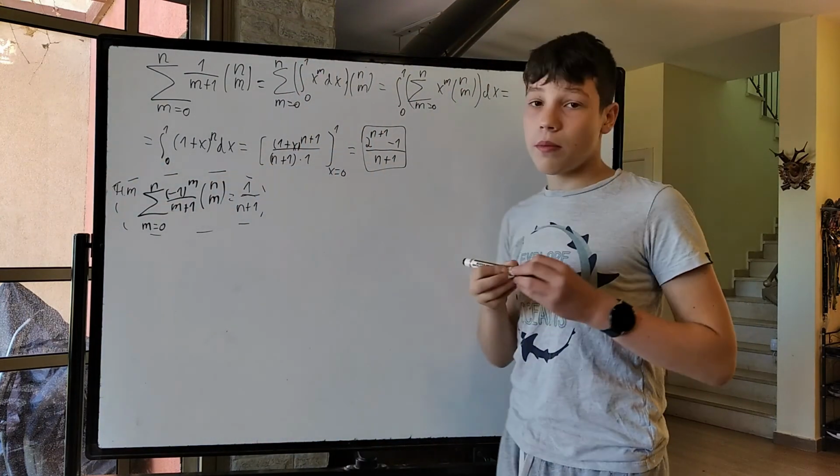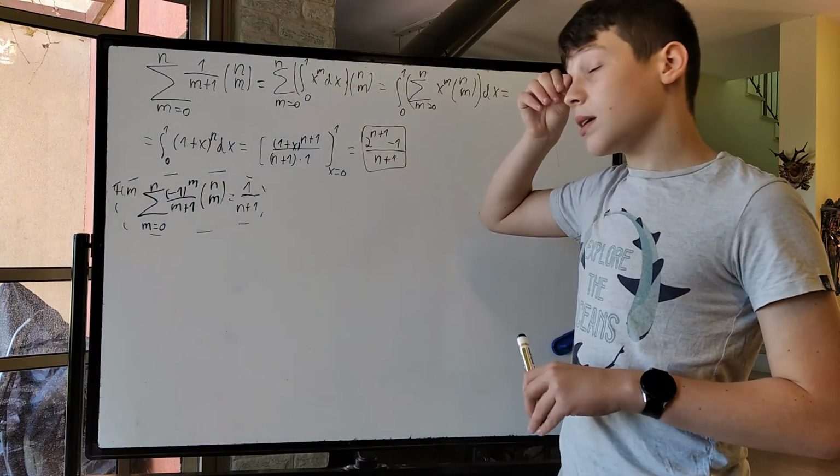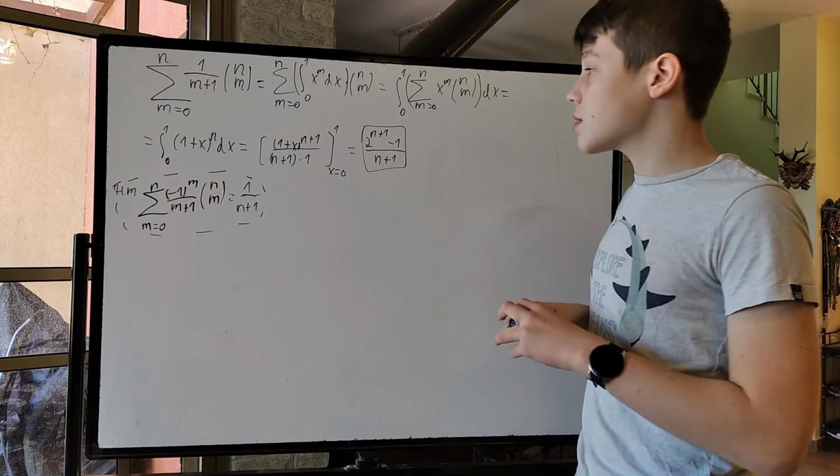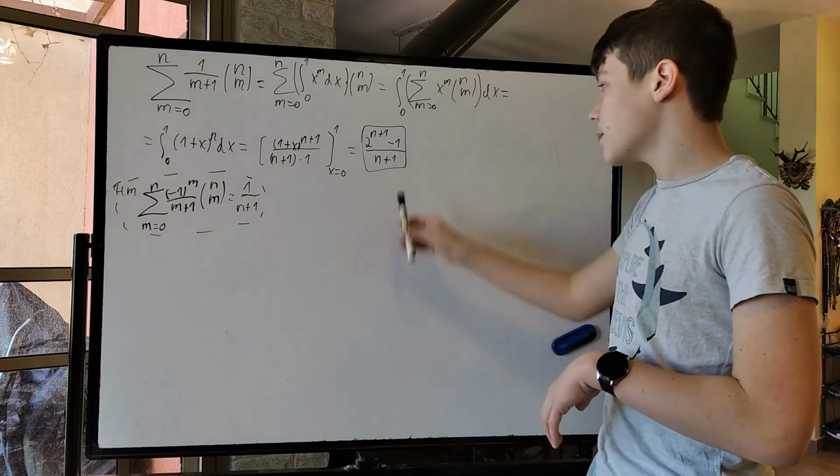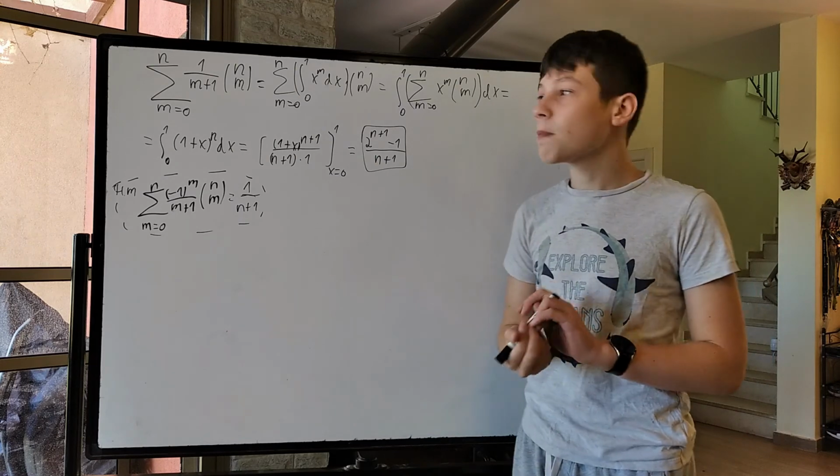But our main sum we just solved: 2 to the n plus 1 minus 1 over n plus 1.